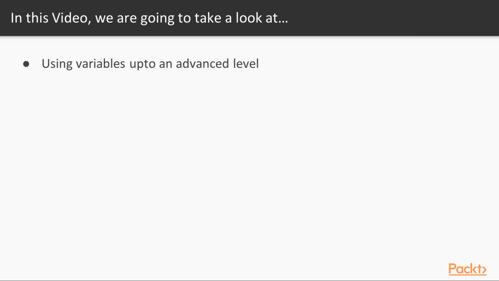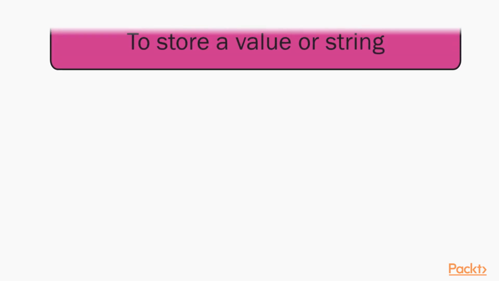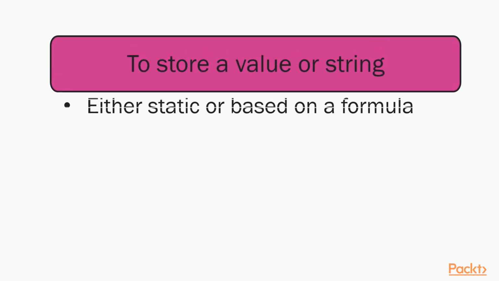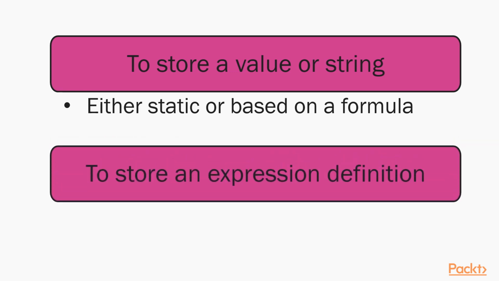Now that we have reviewed the different ways in which we can use variables in QlikView objects: to store a value or string, either static or based on a formula. This type of variable can also be used to receive and interpret input from the user. Or to store an expression definition that can be used in charts.